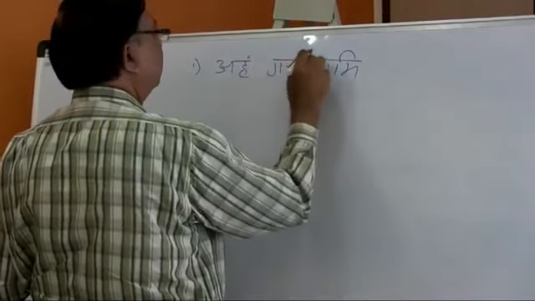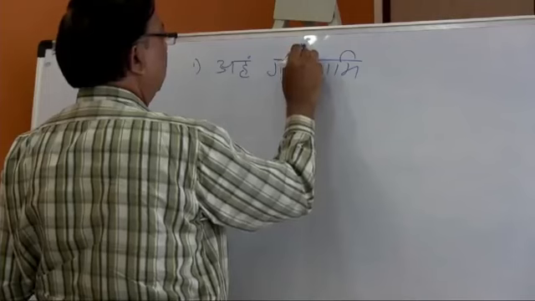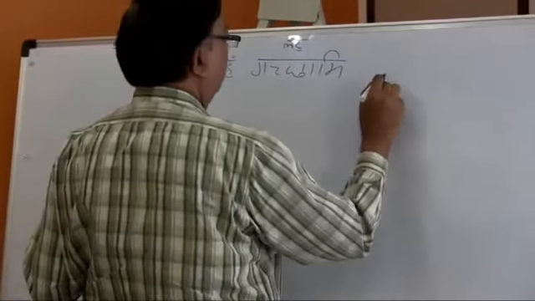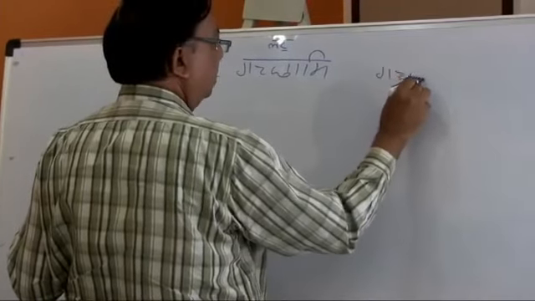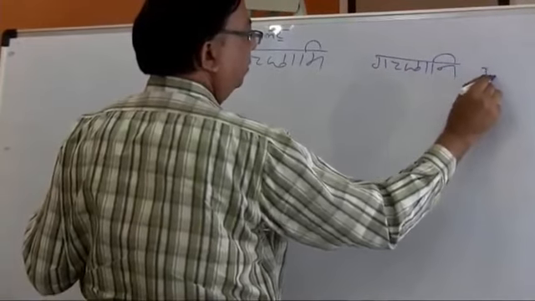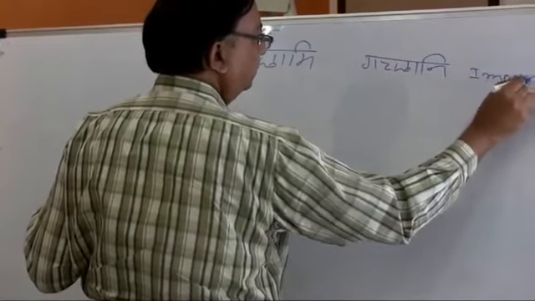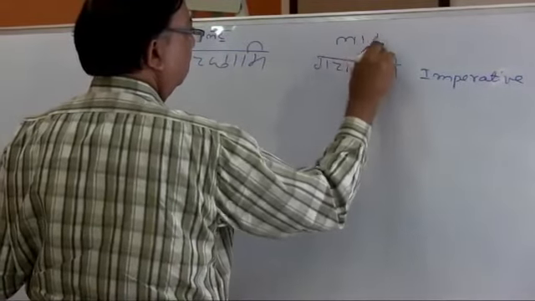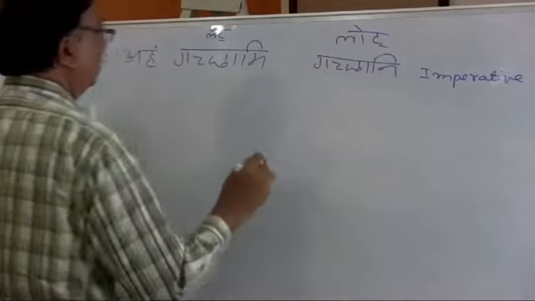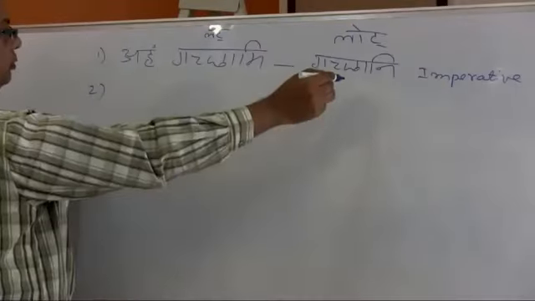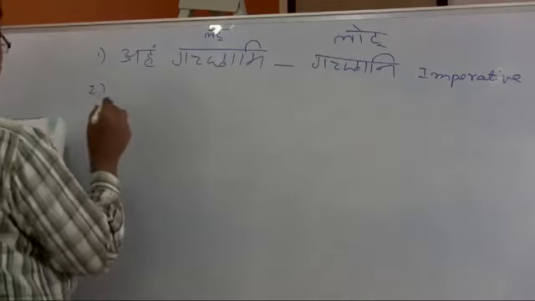This is simple present tense. This is present tense, lat. It has to be converted into lot as gacchani. This is imperative mode, or what we say, lot. Gacchani, the conversion is gacchani. Now similarly, this is already given in the book. Gacchani is given in the book itself.